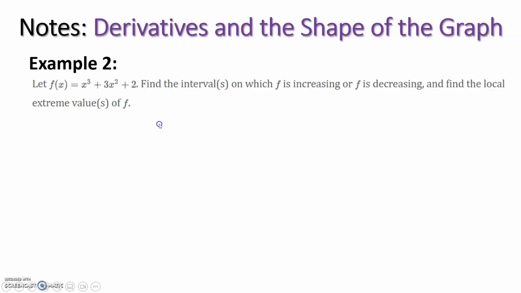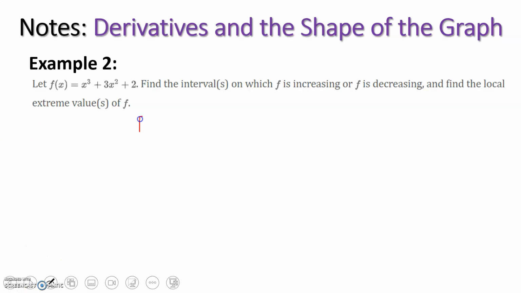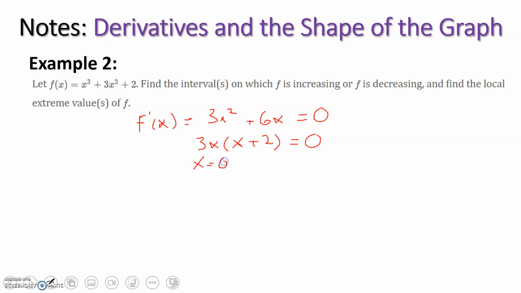All right, so we'll start by taking the derivative. I'm going to use the power rule again. We have f prime of x equals 3x squared plus 6x, and set it equal to 0. We'll factor out our GCF, which is 3x, and we're left with our factors, x plus 2 and 3x. We can see that our zeros are x equals 0 and x equals -2.